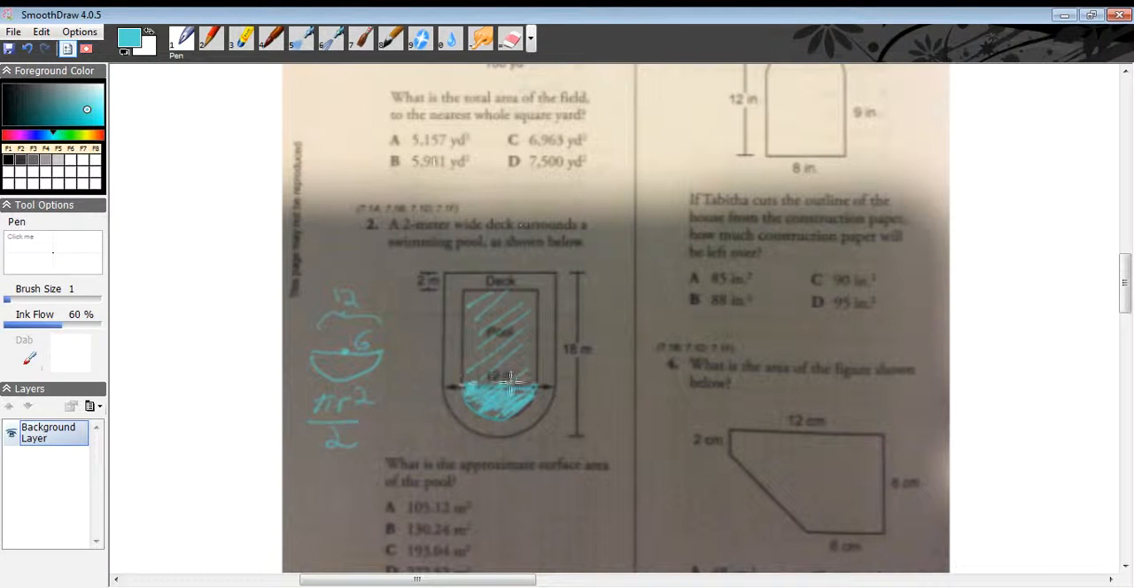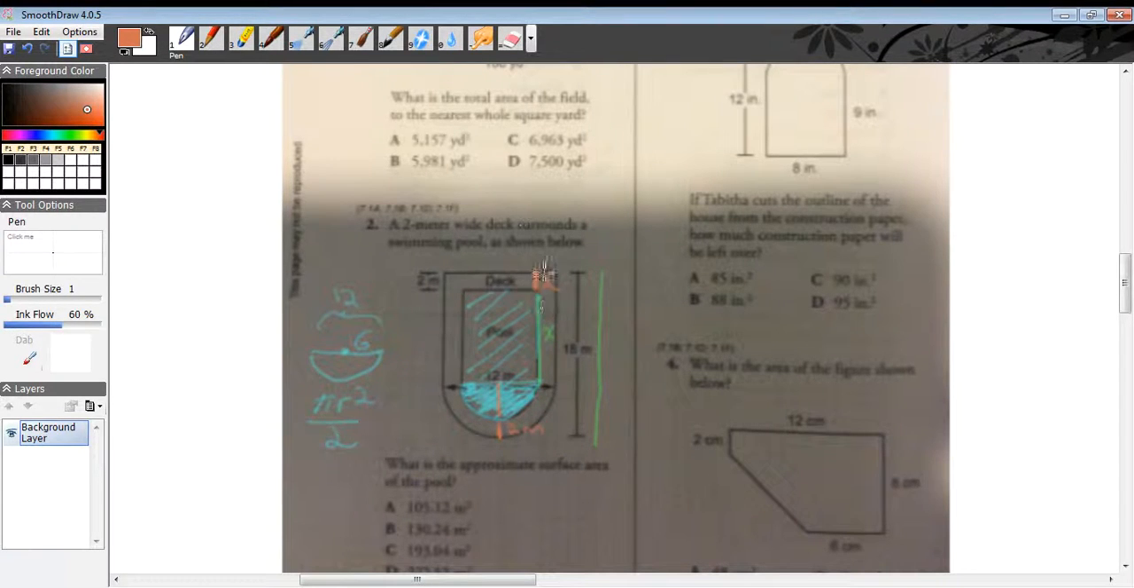Now we know that the width of the pool is 12. Now we need to know the length, this distance here. A little bit more complicated. If I know that the full thing is 18, I'm trying to figure out this. I'll say that's x. So I know that the 2-meter wide deck, so everything on the deck is 2 meters, so this is 2 meters. This is 2 meters as well. Now I just need to know this distance right here.